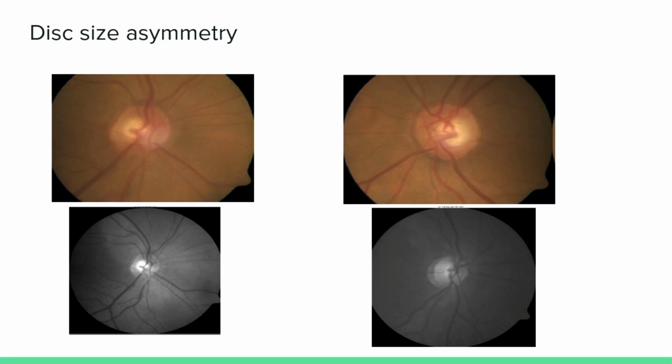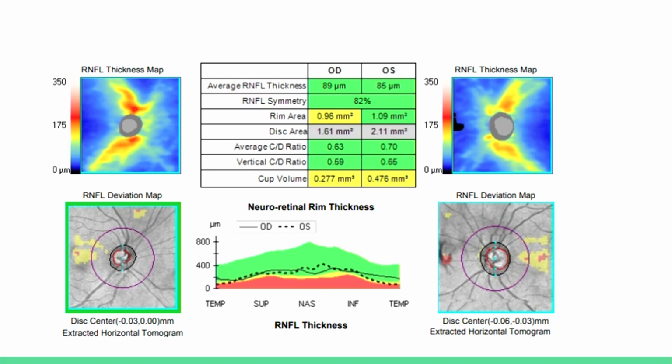Now here are examples of disc asymmetry. You can see that the first image, or the right eye, is smaller than the left eye. So the cup is looking larger in the left eye with a larger disc. In the OCT image you can see the difference in the disc area and the rim area, signifying that a larger disc has a larger rim area and the smaller disc has a smaller rim area.